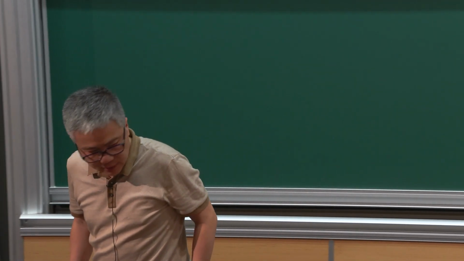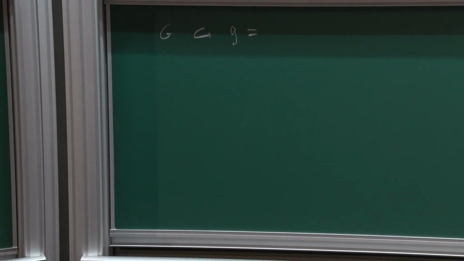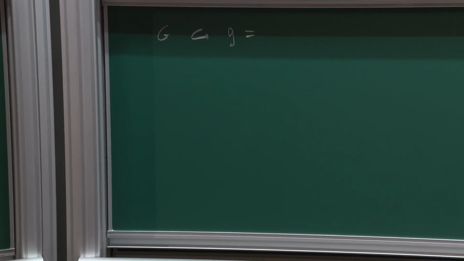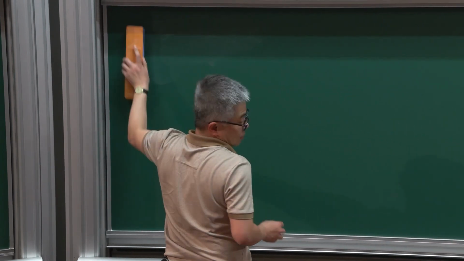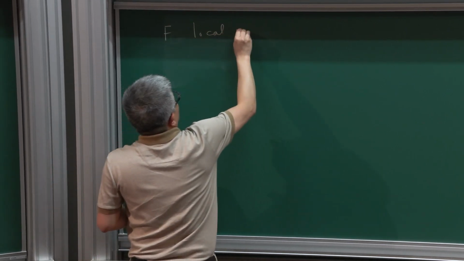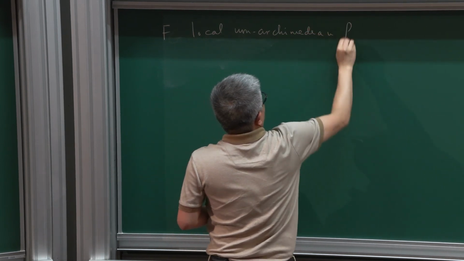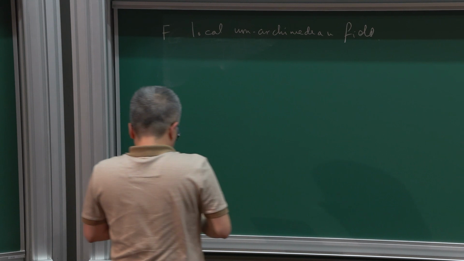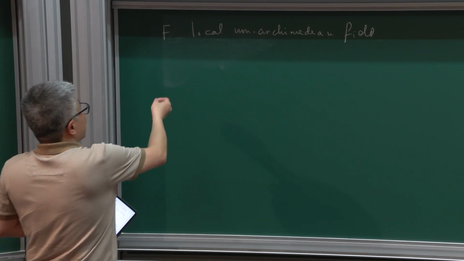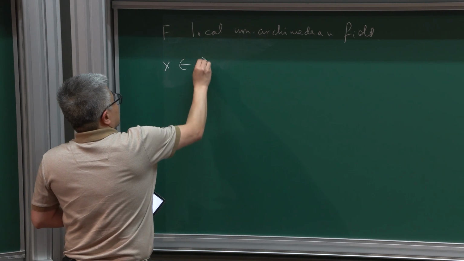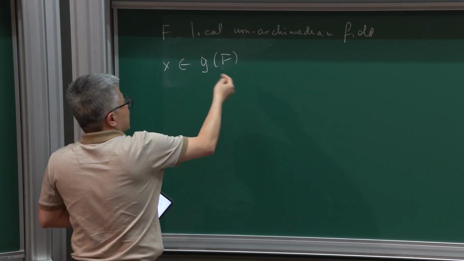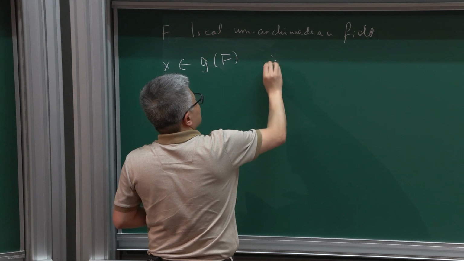So we start here with F a local non-Archimedean field, and let's start with a basic operator. Let X be an element in g(F), but for many purposes I assume X to be regular semisimple.